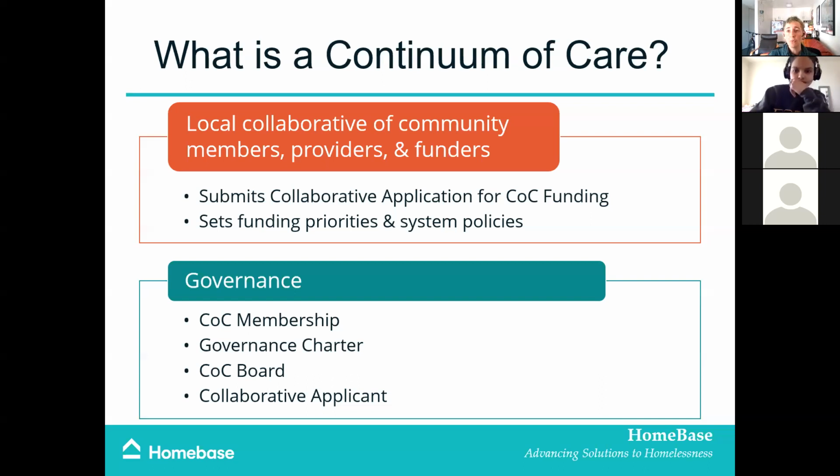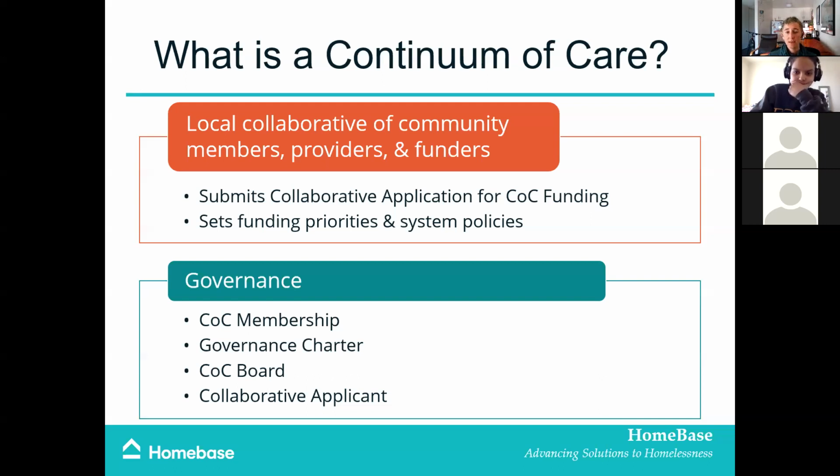Sometimes that is a work group or a committee. So if you hear about the Coordinated Assessment Work Group in Santa Clara County, or the Performance Management Work Group, or the NOFO Committee, all of those are work groups and committees of the Continuum of Care.